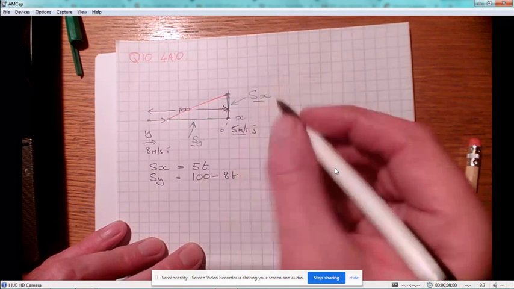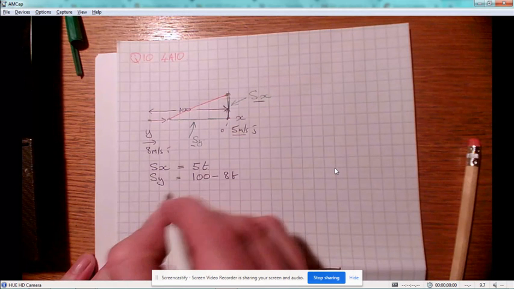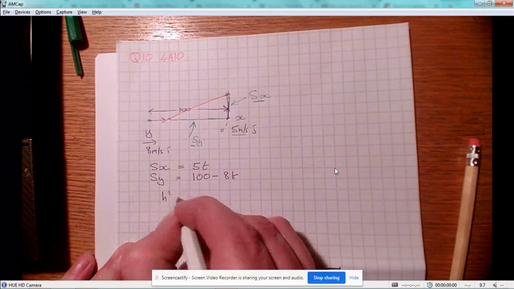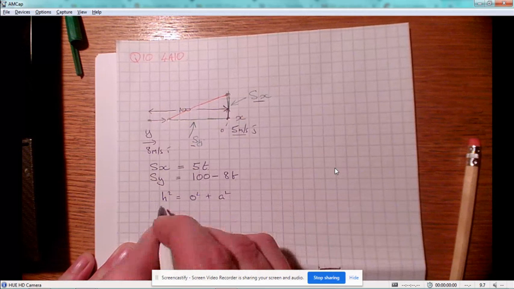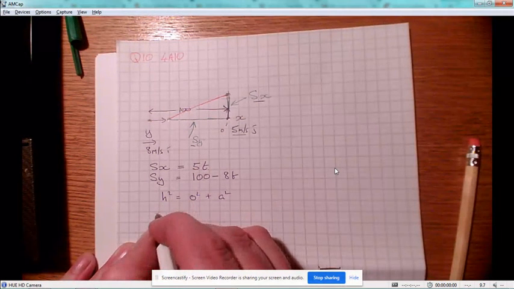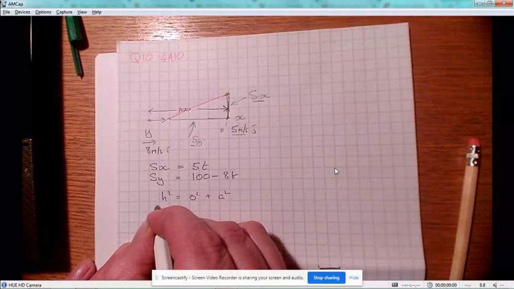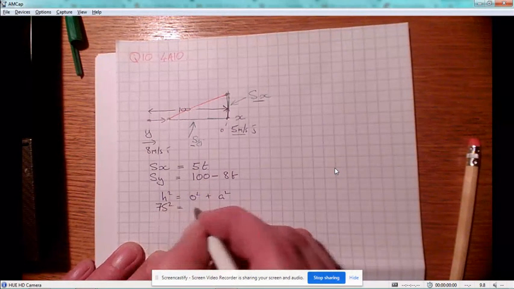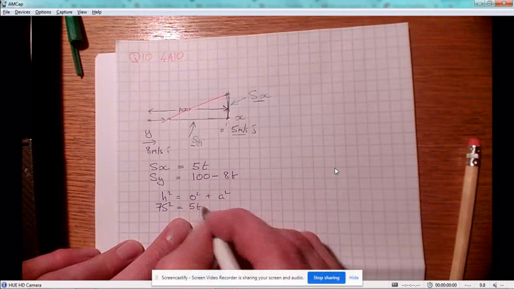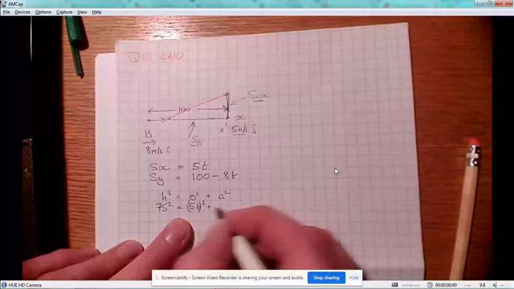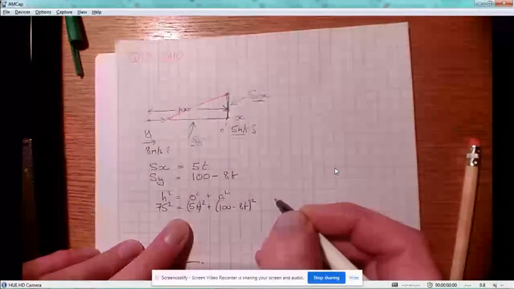Looking at this, it's a right angle triangle, and we can introduce Pythagoras' theorem, and you know that is h squared is equal to o squared plus a squared. In this case, the hypotenuse, we're actually only concerned about a certain time, and that's when h is 75. So we can say 75 squared is equal to o squared. Well, o squared, if you don't mind, I'll call it 5t squared, plus 100 minus 8 times t, and that has to be squared too.